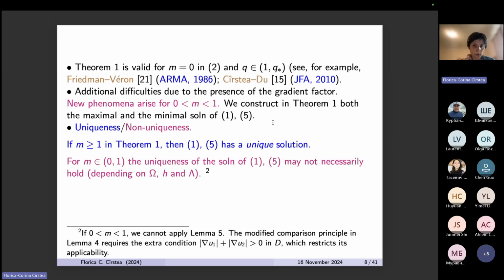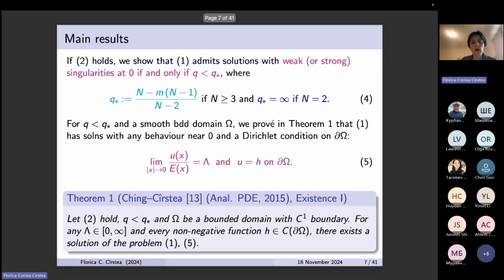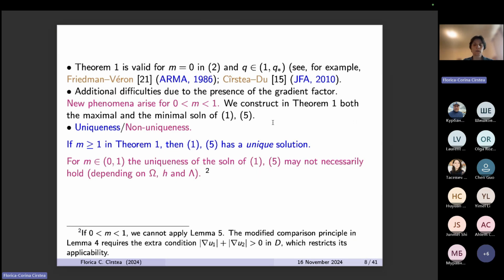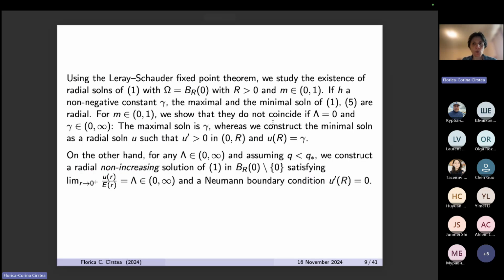It's not necessarily unique. And we give examples, depending on the domain, the condition, the boundary, and the value you take for capital lambda, the condition at 0. We prove clearly that the uniqueness of the solution fails for m between 0 and 1. And the main reason, of course, is this condition in the comparison principle, you see the condition of the gradients that I mentioned. So how do we prove it?